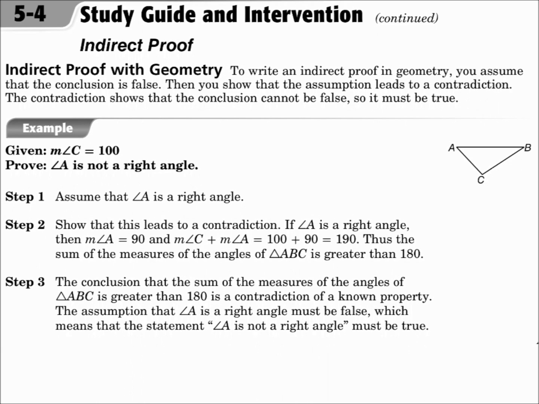You can also do indirect proof with geometry. The process is still the same. Assume that the conclusion is false. Show how that leads to a contradiction and it's impossible. And since the opposite is impossible, then the original statement must be true.